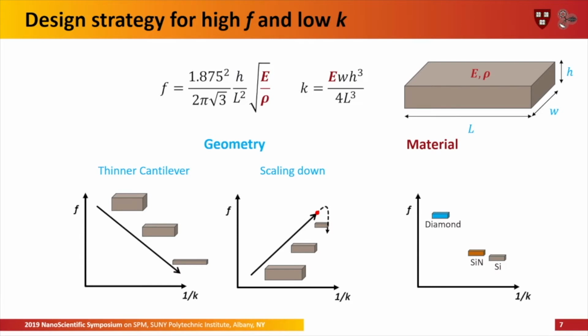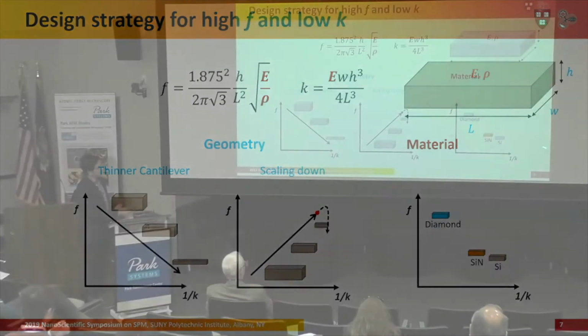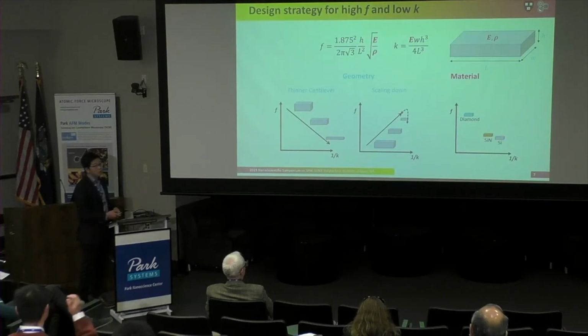Another way, of course, is to make the cantilevers from different materials. The two most common materials used to make cantilevers are silicon and silicon nitride. We can also use different materials to increase the frequency, for example diamond here, but again at the cost of a higher spring constant.